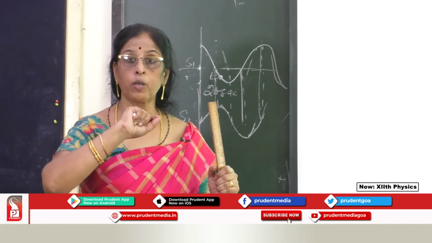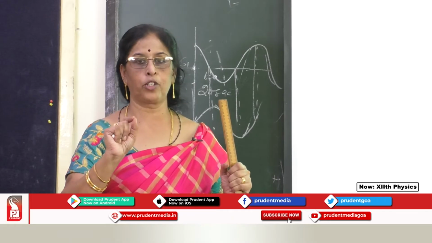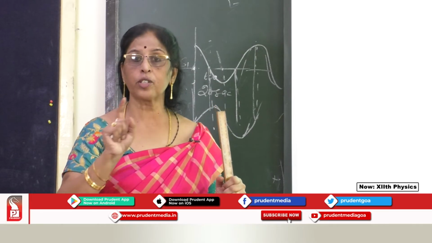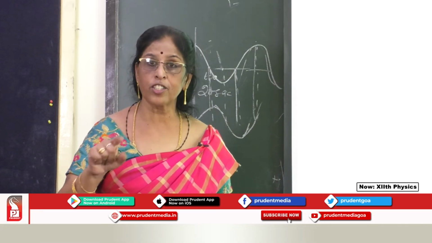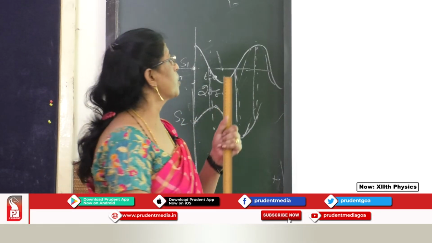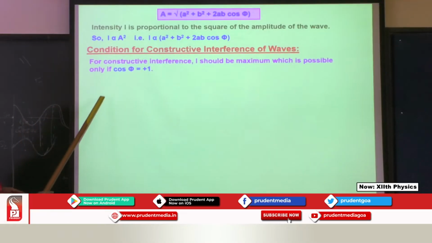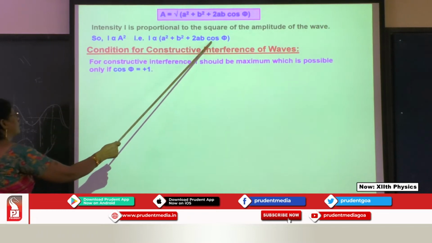So it becomes a bigger wave of higher amplitude. When a crest and the trough meet, the difference of the amplitude is the resultant wave. Okay, so this is what we have over here. So for coherent sources only we have cos phi is equal to 1. This is cos phi equal to 1.